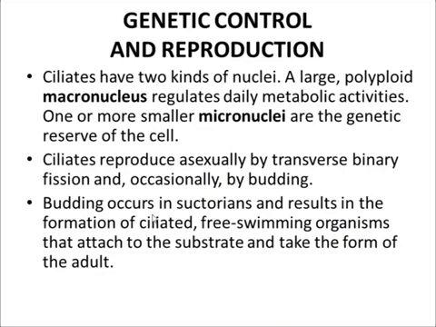Now we'll discuss the genetic control and the reproduction. Ciliates have two kinds of nucleus, that is the macronucleus and the micronucleus. The macronucleus regulates daily metabolic activities, and the micronucleus is the genetic reserve of the cell. The ciliates reproduce asexually by transverse binary fission and occasionally by budding. The budding occurs in Suctorians and results in the formation of ciliated free-swimming organisms that attach to the substrate and take the form of the adult.